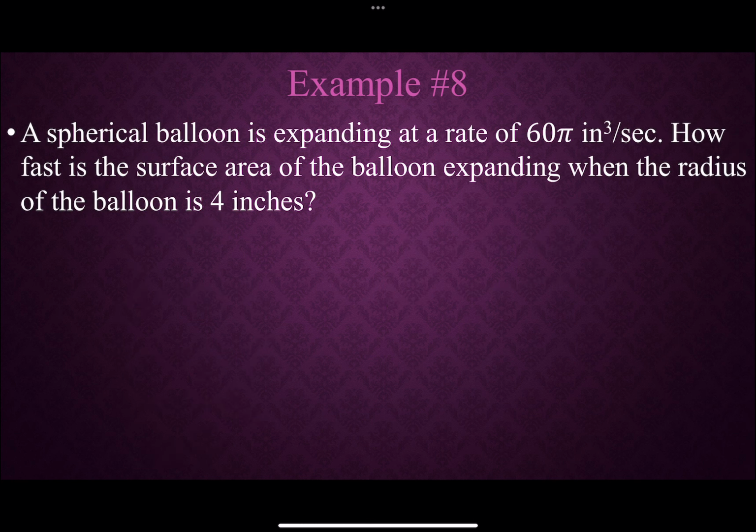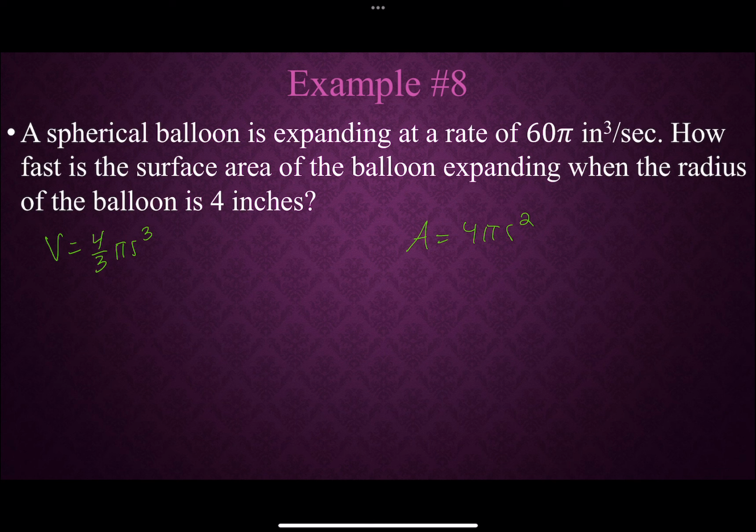Now we have this scenario right here, which is going to use two different equations. We have a spherical balloon expanding at a rate of 60 pi inches cubed per second. So that's a volume, so work with V equals 4/3 pi r cubed. If this was a question on an AP test, they would probably give that to you. They want to talk about how fast the surface area is changing now. So surface area is 4 pi r squared. So we're going to have to work with both formulas.